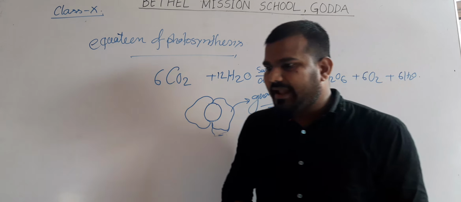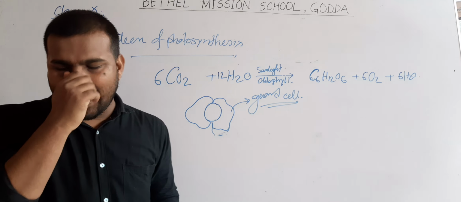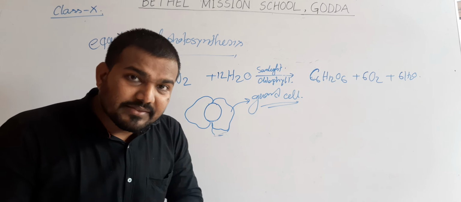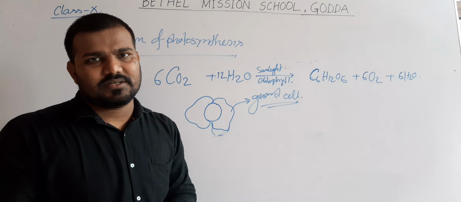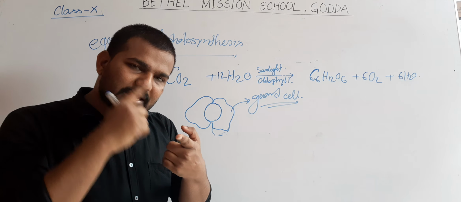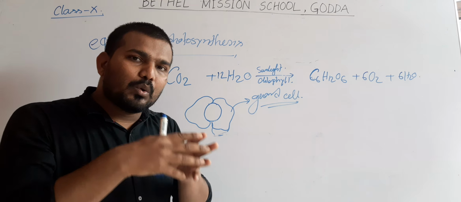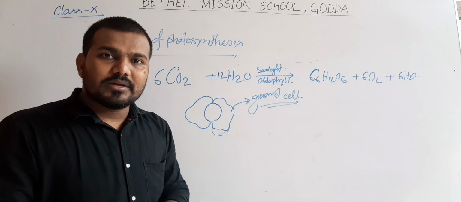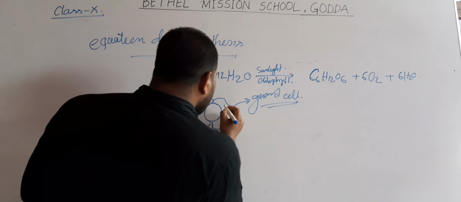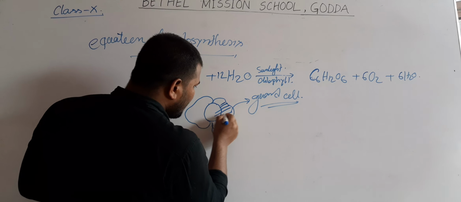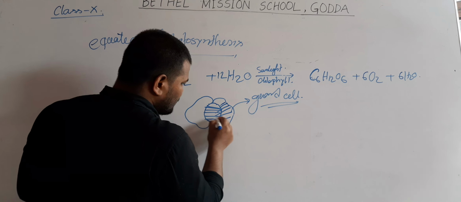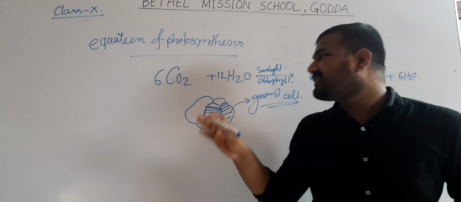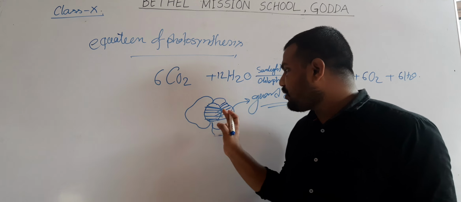In dim light or at night, the guard cells lose water as the amount of potassium ions decreases. That will make the guard cells become flaccid, and the stomata will be closed. So if potassium ions decrease within the guard cells or the guard cells lose water, then the stomata will be closed.